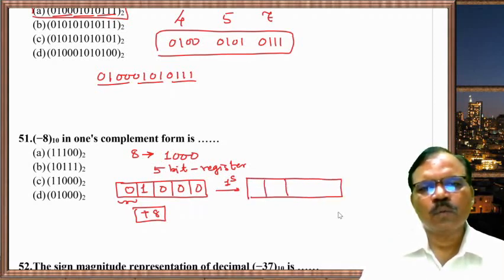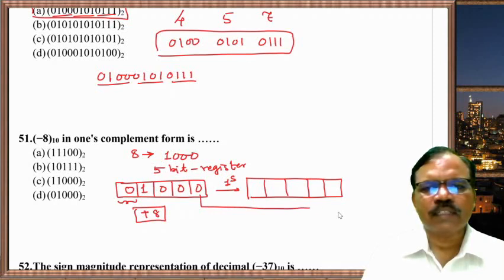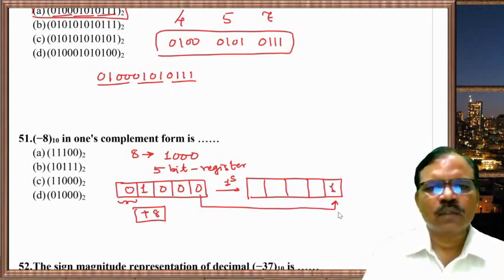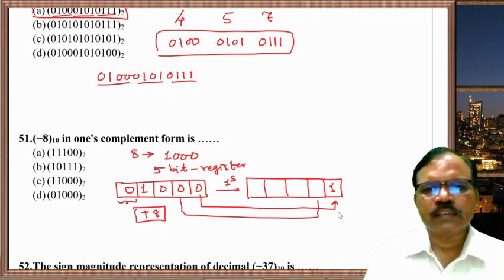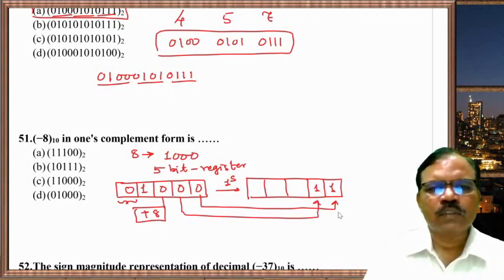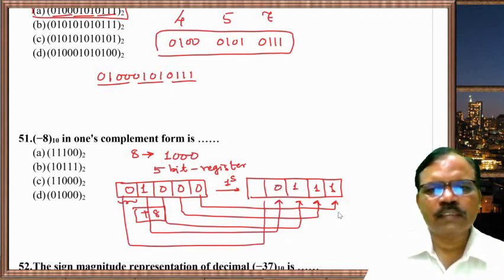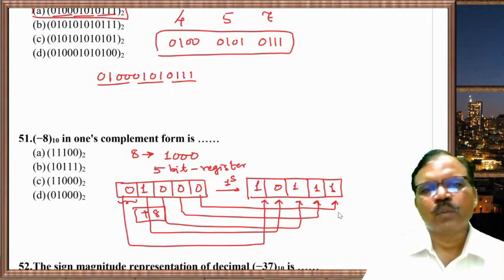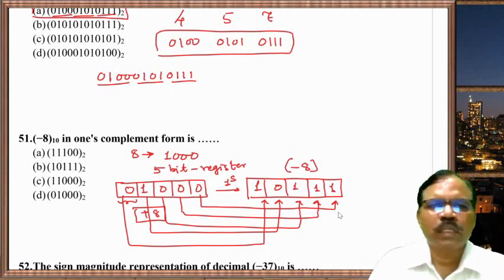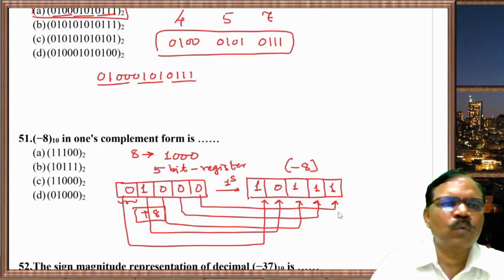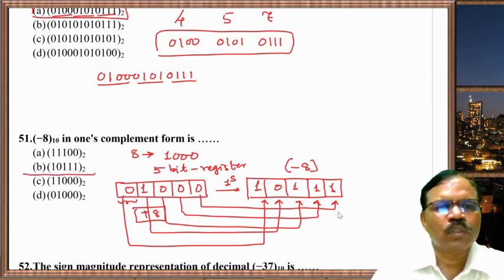1's complement. If we take here 1, 2, 3, 4 and 5. So 1's complement of this is 1, 1's complement of this is 1, 1's complement of this is 1, 1's complement of this is 0, and 1's complement of this is 1. So now this is minus 8 in 1's complement. So this is B.